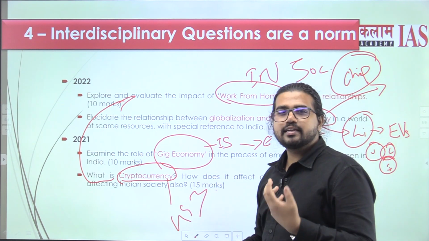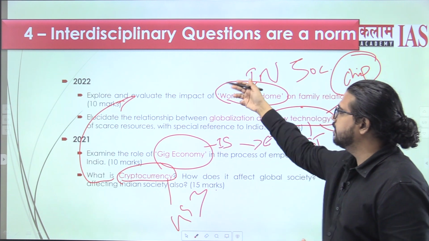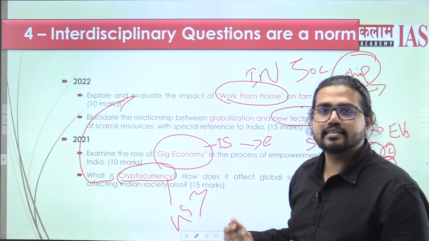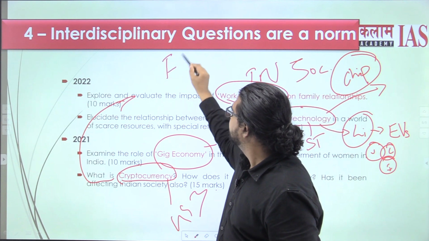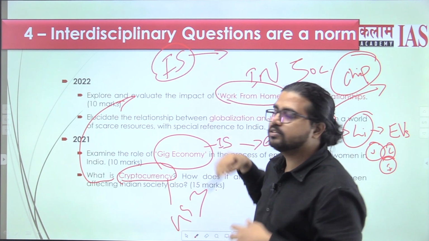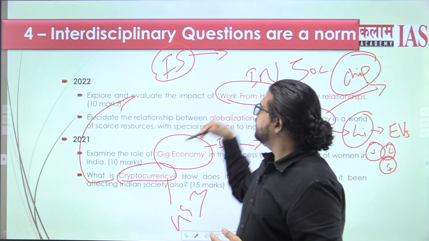Science and tech, economy, the questions are getting more and more interrelated. So how do you tackle this? It is not feasible that when you are studying Indian society, you will sit and look at the whole syllabus of GS 1, 2, 3 and take the connections.